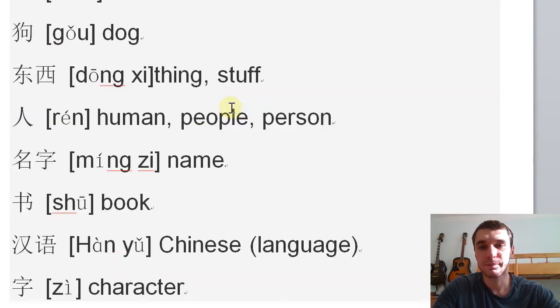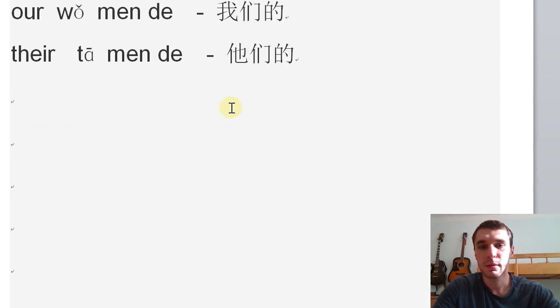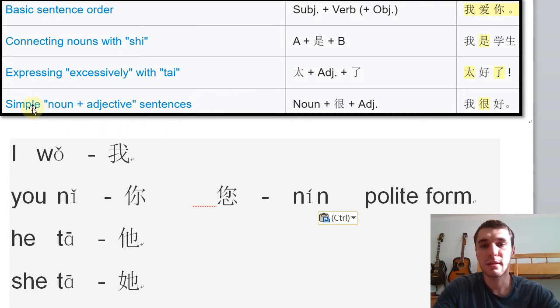Okay, last topic. Last topic is about simple noun plus adjective sentences. So this is a very useful structure. We have noun, then we say 很, then adjective. If you ask me a question, how to connect noun plus adjective, that's the answer, okay? Before here, I connected noun plus noun. Here I connected noun plus verb, then object. But now I want to connect noun plus adjective, right?